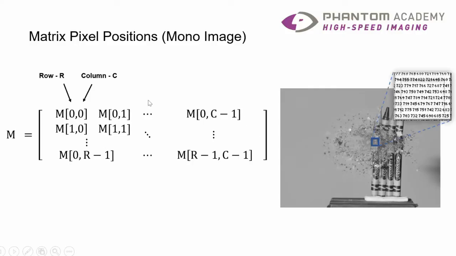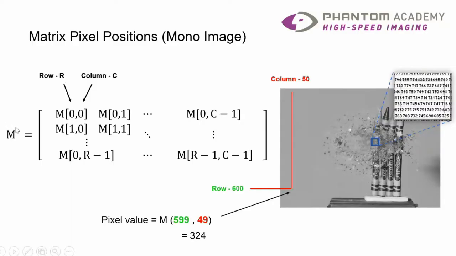Once we store this image in the variable M, all we have to do is call that variable M, and because we start at 0, we have 599, comma 49, and then our code will tell us that the pixel value at this level here is, for example, maybe 324.